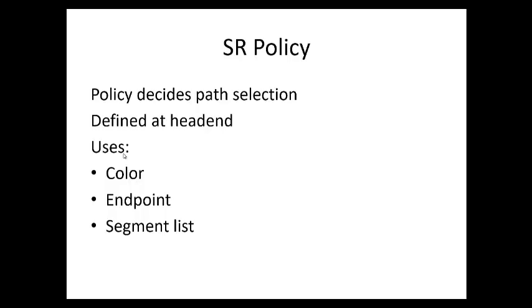And this policy is defined at the head-end router as an instruction inside the packet. In this SR policy, we use color, we use endpoint, we use segment list. This is a very familiar point for us. SD-WAN also uses the same term, color. For T-log, we use color there, similar.